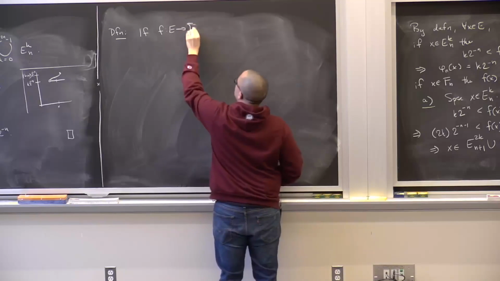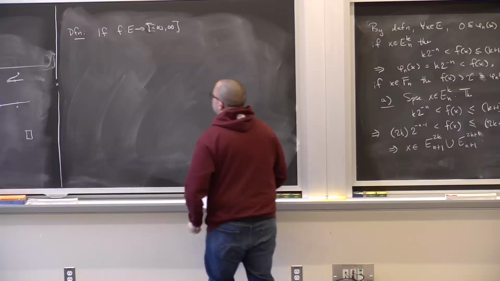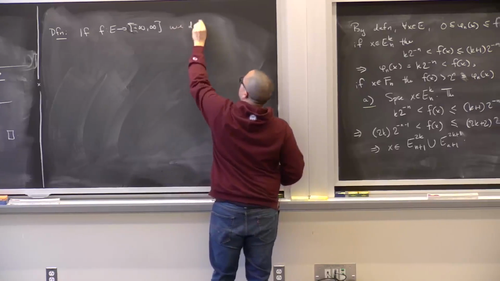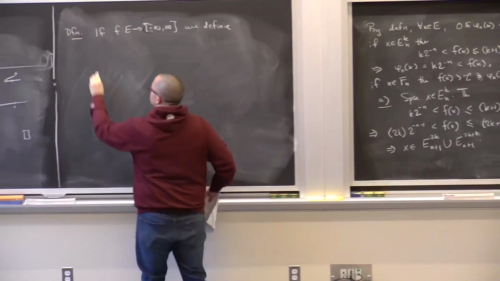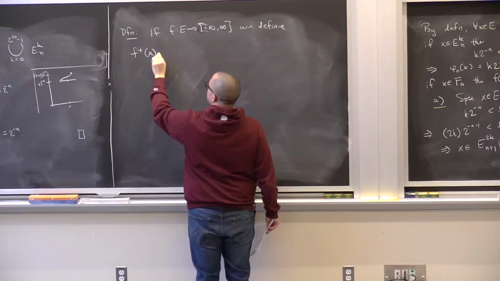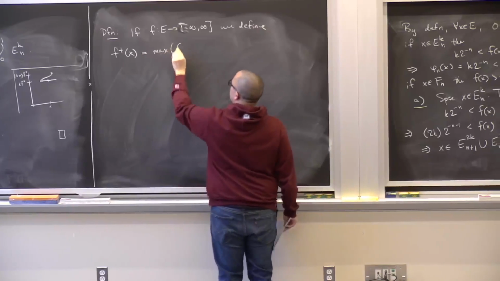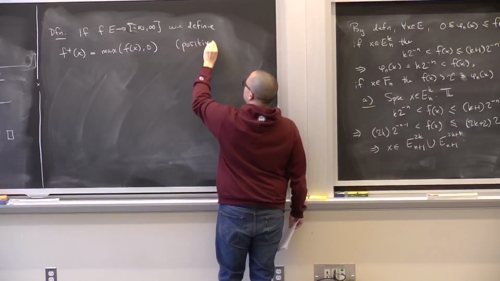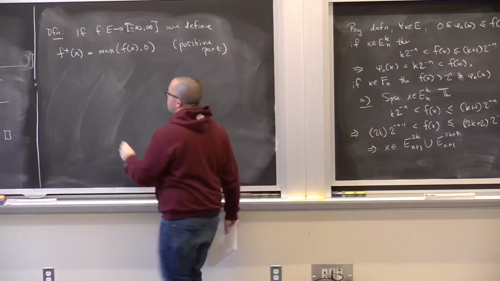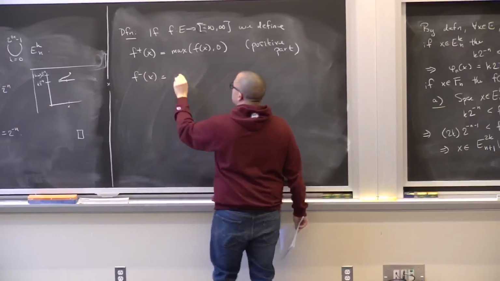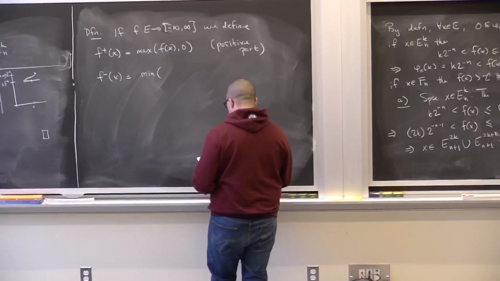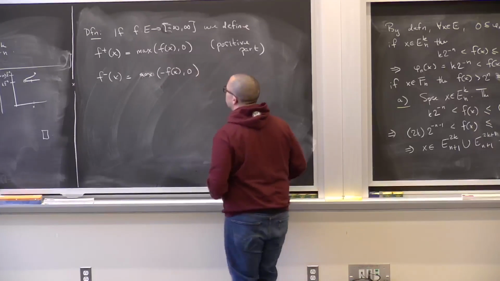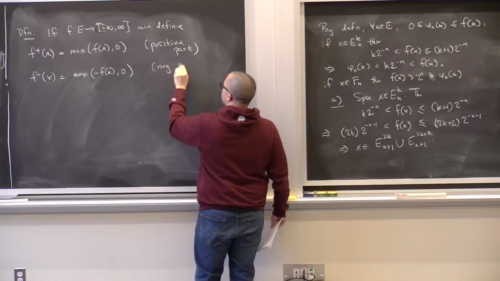So if f is a function from E to minus infinity to infinity, so an extended real valued function now, we define its positive and negative part, f plus of x, to equal the max of f of x and 0. So this is the positive part of f. f minus of x is equal to the max, I'm sorry, of minus f of x and 0. This is the negative part of f.